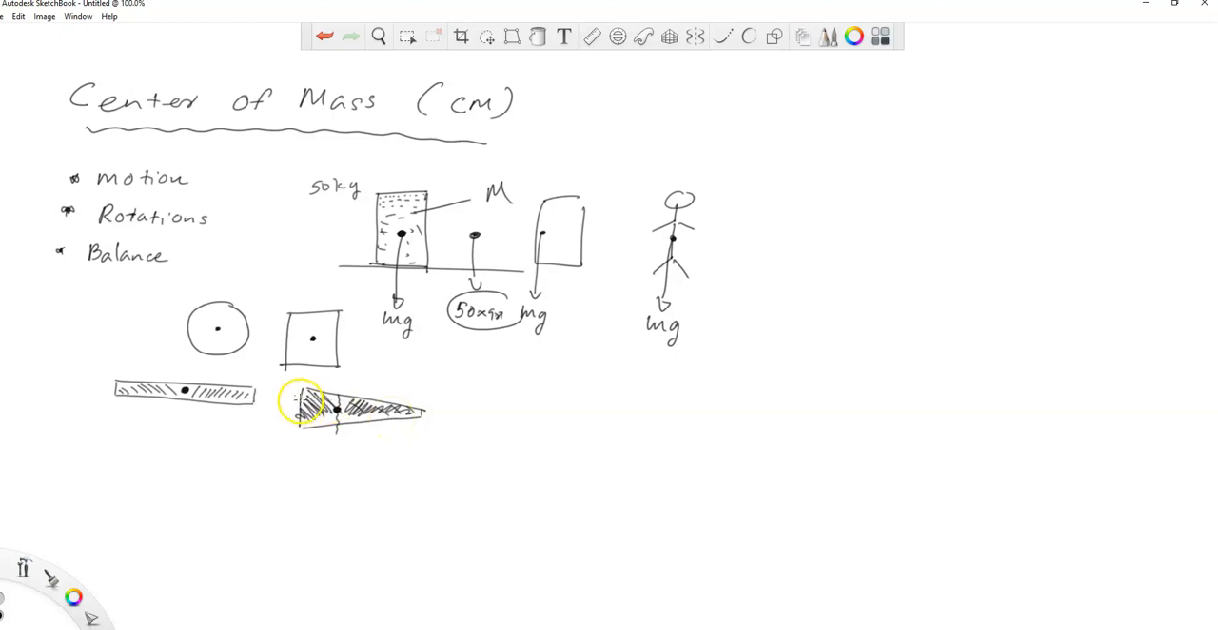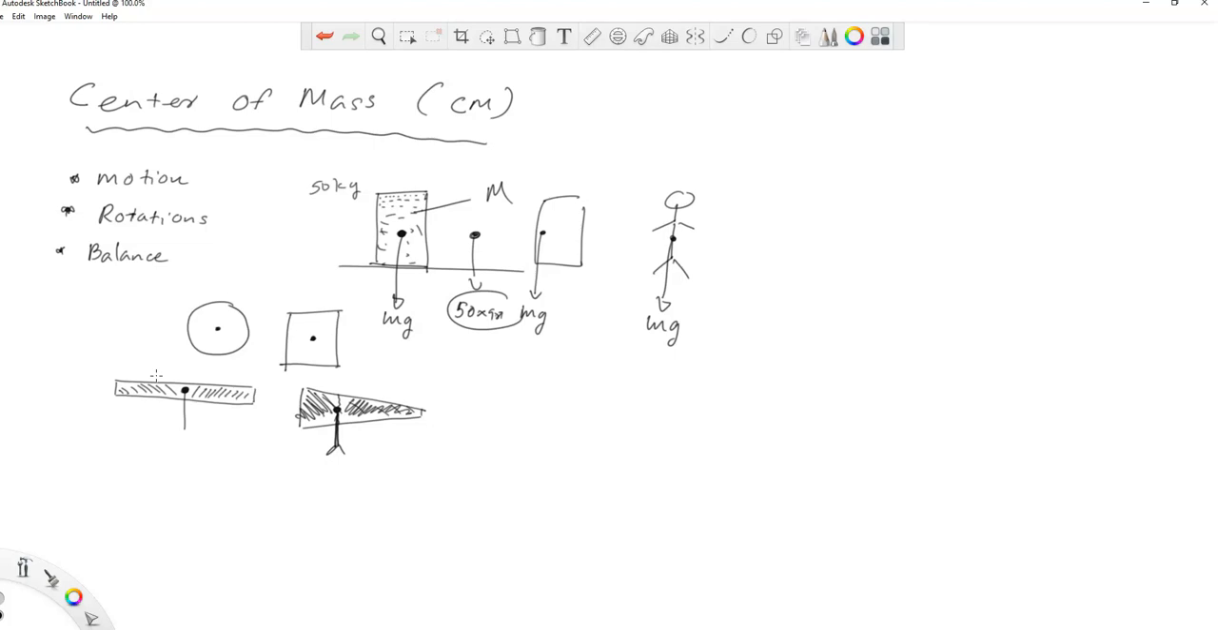And if you want to balance something, you can use this point to suspend it or balance it, right, like this, because it has mass on each side, in equal amounts. You can balance it using that point. So knowing the center of mass is important for balancing purposes.